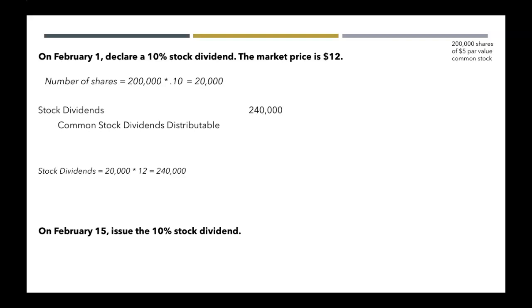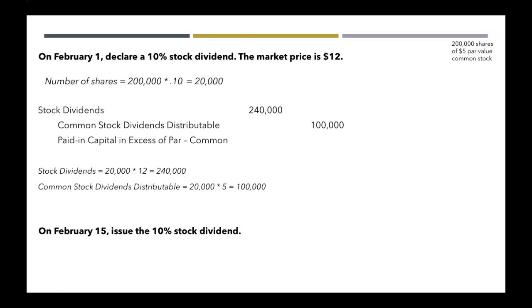Now common stock dividends distributable. This one is going to be valued at par. So we take our 20,000 once again and multiply it by our $5 par value, and we see that our common stock dividends distributable is 100,000. So we credit that account for 100,000. Now, your debits and credits don't equal, so we need to also credit the account paid in capital in excess of par common.